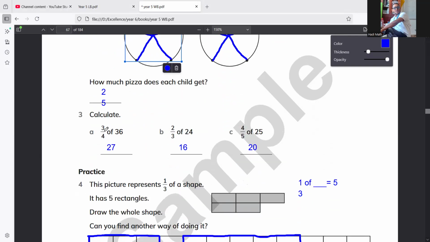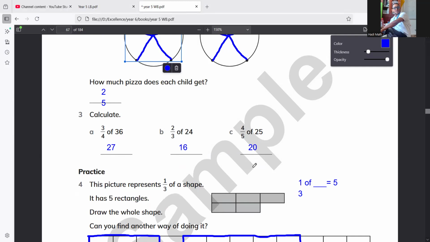Calculate 3/4 of 36. We say 36 divided by 4 is equal to 9, then 9 multiplied by 3 is equal to 27. With the same idea here, 24 divided by 3 is equal to 8, and 8 multiplied by 2 is equal to 16. With the same understanding, number C, 25 divided by 5 is equal to 5, and 5 multiplied by 4 equals 20.